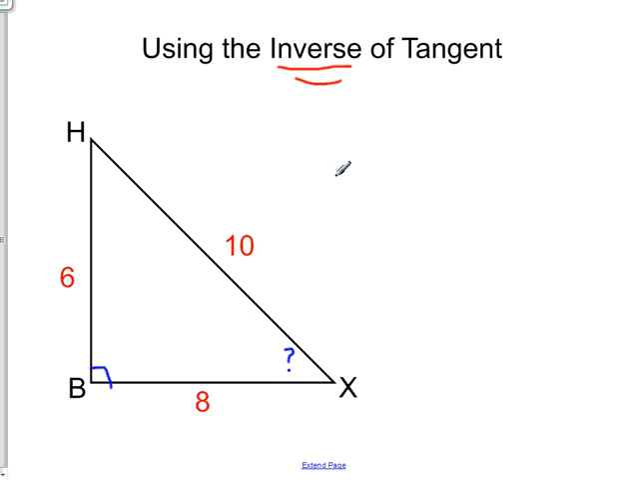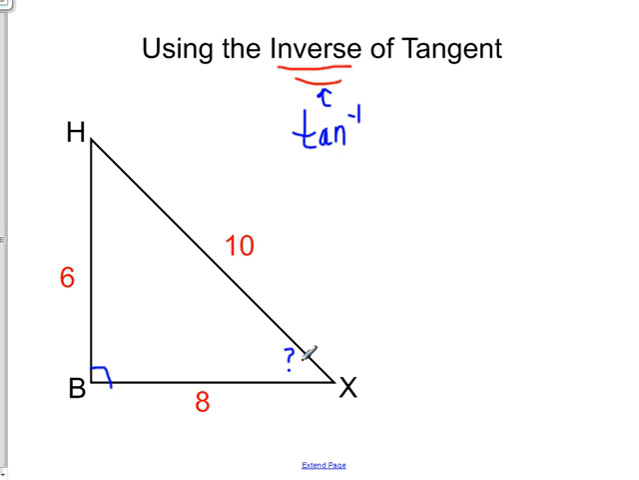If you look on your calculator, we have this tangent button, and right above it there should be a little symbol that looks like tan minus 1. You get to it by pressing second and then the tangent button, and it should come up. This is the inverse of tangent, and it's going to help us go the opposite way, the inverse.